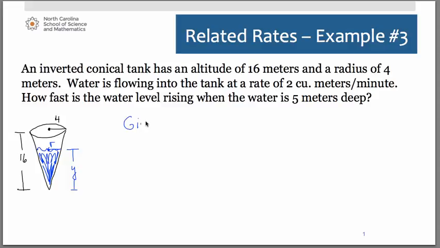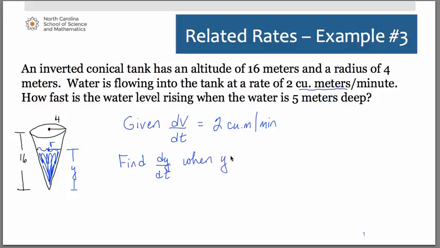In this case, we are told that the water is flowing into the tank at a rate of 2 cubic meters per minute. Notice the units of measure again. That's a volume measurement, the cubic meters. So the rate we are given is a volume measurement, dV/dt, and we are going to keep it as a positive 2 because the water is flowing into the tank and accumulating. And what we're trying to find is dy/dt, because y represents the height, and we want to know how fast is the water level rising when y is 5 meters.